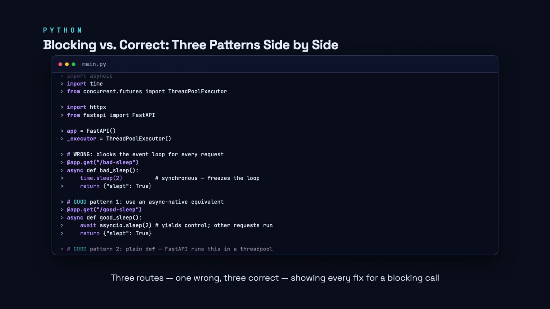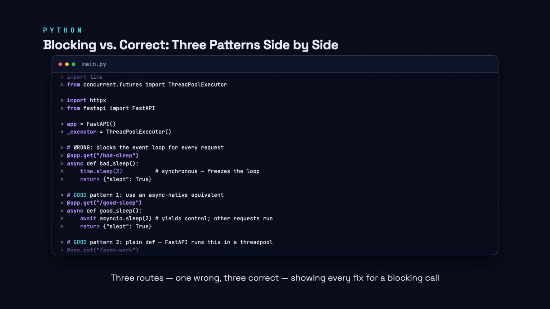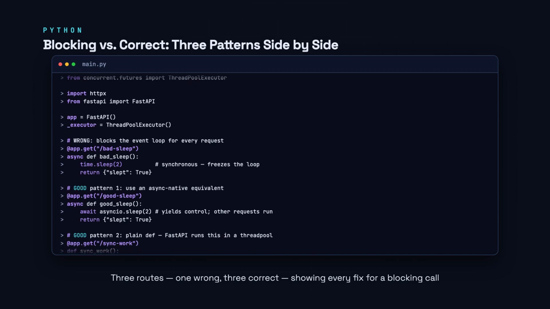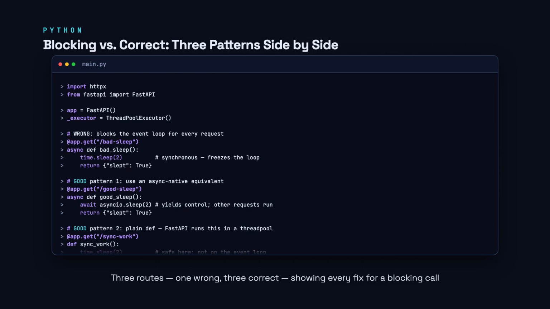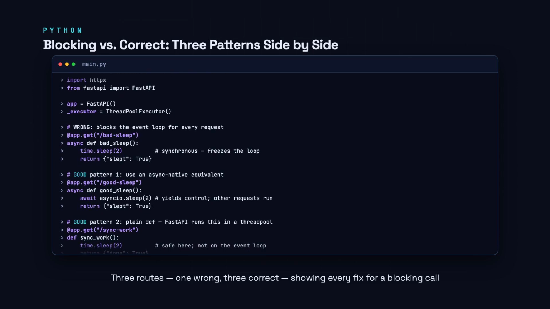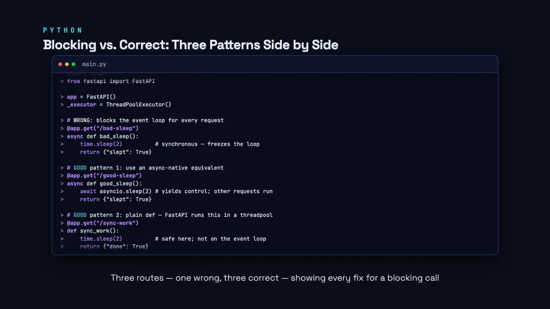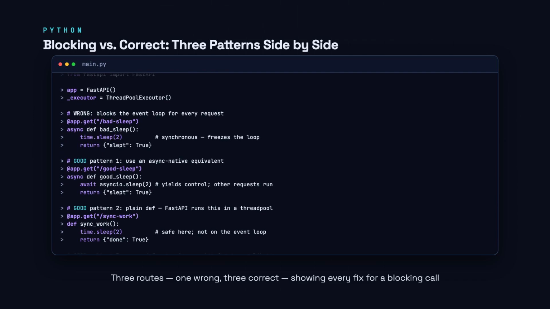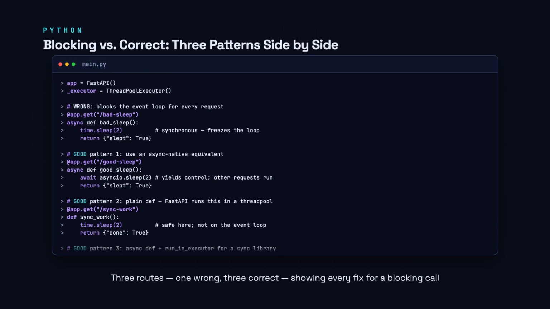Look at the first route, bad sleep. It is declared async def but calls time.sleep, a plain synchronous call that never yields. While it sleeps, the event loop is completely frozen. The second route, good sleep, replaces that with await asyncio.sleep. The await keyword hands control back to the loop so other requests can proceed.